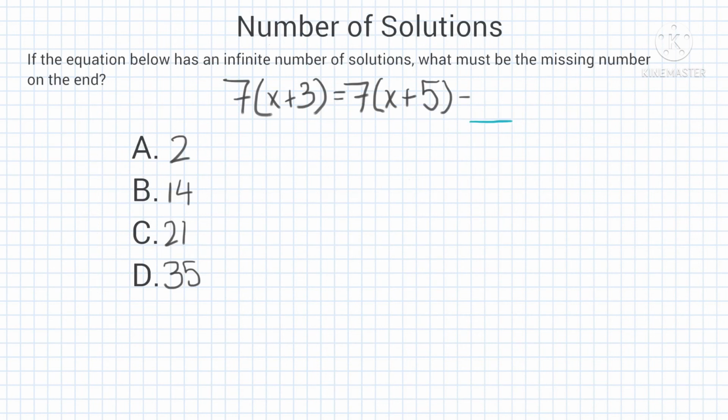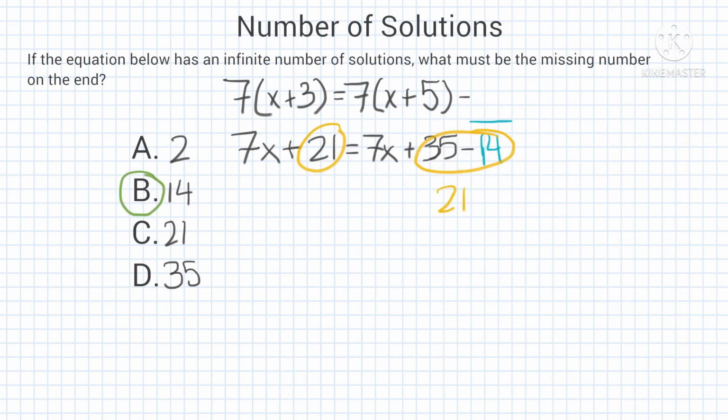The 14th question is about number of solutions. For an equation to have an infinite number of solutions, both sides must be exactly the same. When we simplify each side by using the distributive property, the left side equals 7x plus 21, and the right side equals 7x plus 35. But 35 and 21 don't equal each other. But remember, there's a missing number that's being subtracted from the right side. 35 minus 14 is 21. So now both sides are equal. So the answer must be B, 14.